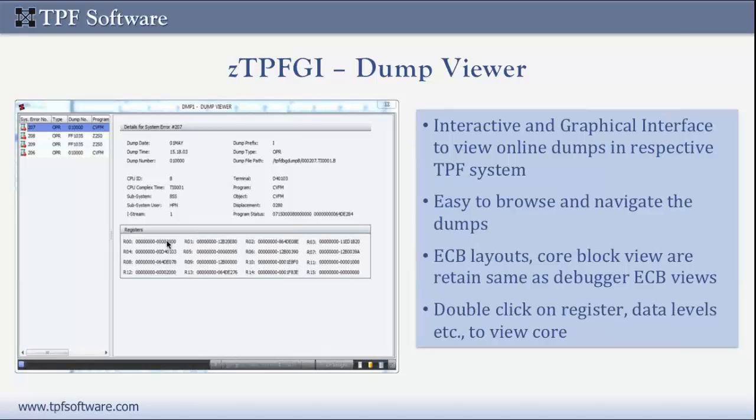If you're using GI to trace a particular transaction, and you are an existing user of this zTPFGI tool, you might be familiar with the ECB window, the registers and the data levels. So we have tried to keep the view exactly the same, so that when you double click on the registers, the code blocks will be exactly the same. You can even apply the panel on the code block, and we display the 64-bit registers, the ECB layouts, the code block view. Everything is the same, and we support the double click on the registers and data levels.